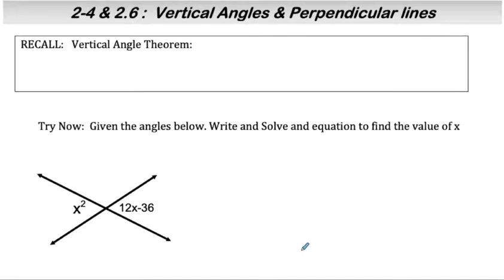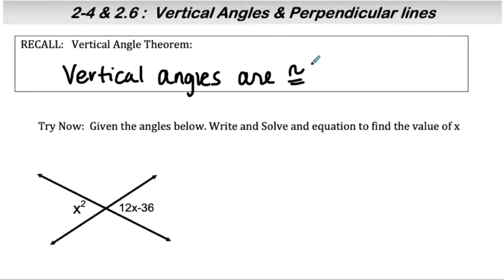Everyone. So today we're just going to quickly review the vertical angle theorem and perpendicular lines. So in Unit 1, I actually introduced you to the vertical angle theorem. And I just want to remind you that the vertical angle theorem says that vertical angles are congruent. And we know that vertical angles are equal to each other, but we kind of have to remember what vertical angles are.